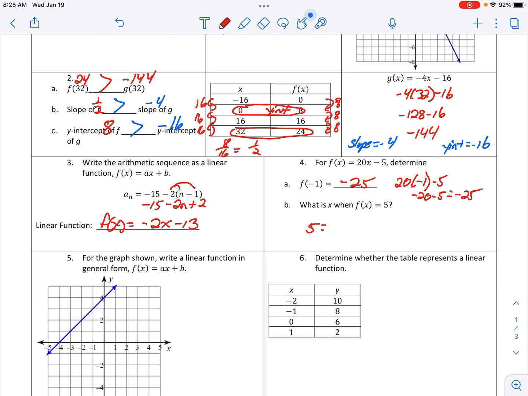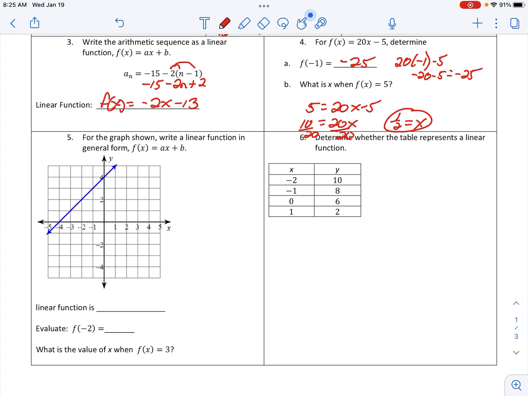Now for part B, set that equal to one another and then do a little bit of math to find it out. It's a negative 5. The inverse of a negative 5 is a plus 5. Divide both parts by 20, and 10 divided by 20 is a half. So x equals a half there.